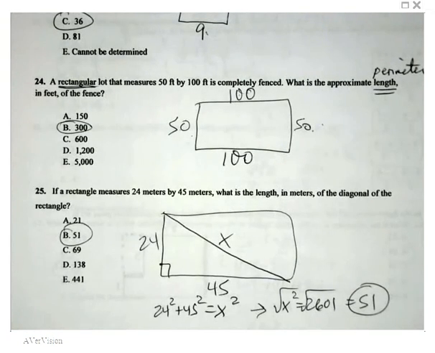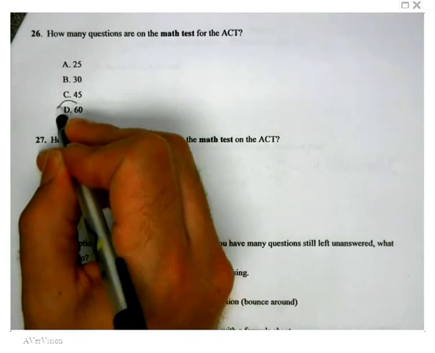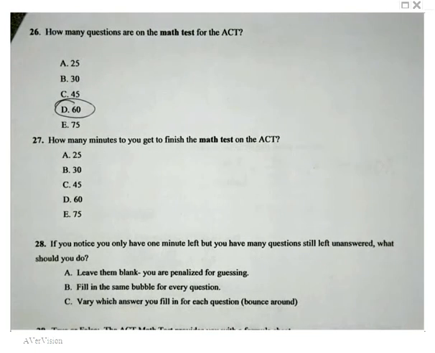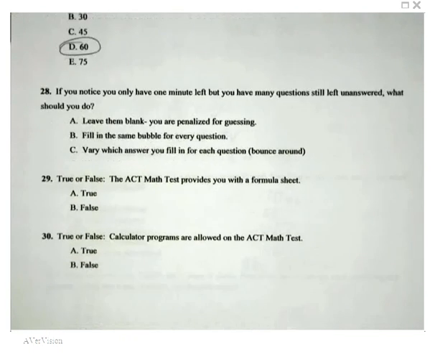And I'm ready to head to the last page. Now this last page you know from reality because you've actually experienced this. How many questions are on the math test for the ACT? Nice thing about these, the answers are the same. 60. How many minutes you get? 60. That's kind of nice. We don't have different numbers like we do in English. So those should be a couple of easy ones to knock out.